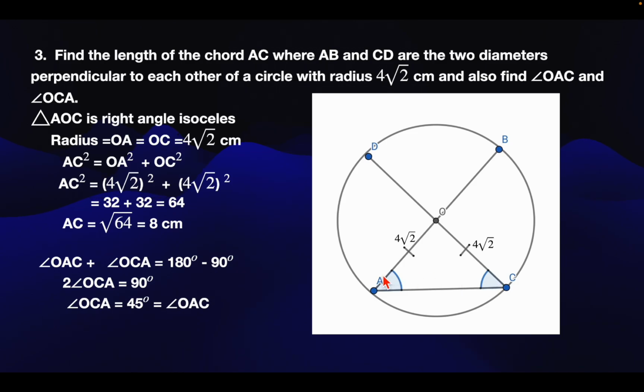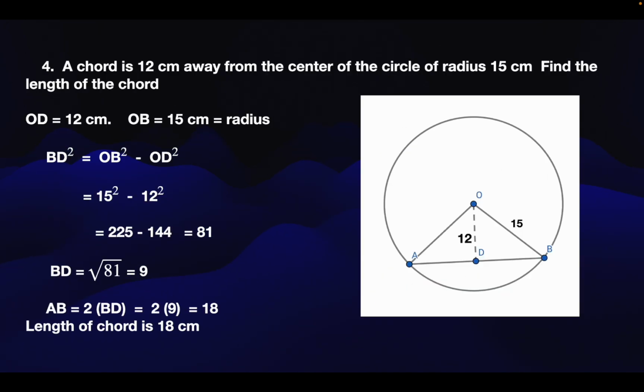Okay. So here we can say this angle A plus angle C is equal to 180 minus 90 degree. This is 90 degree. Okay. And both these angles are equal because this triangle is an isosceles triangle and the sides are equal. So 2 times OCA is equal to 90 degree. So angle OCA is equal to 45 is equal to OAC. So this angle is 45 and this angle is also 45.